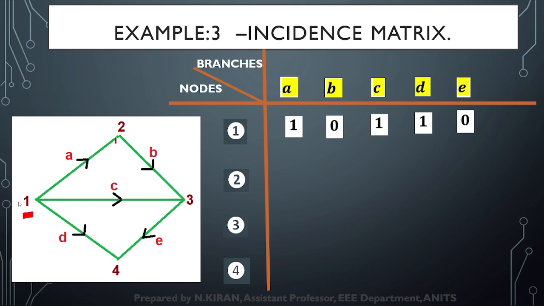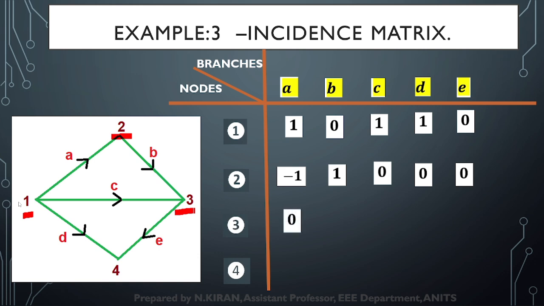So for the second node, A is towards the node, so minus 1, B is away from the node, plus 1, C nowhere related, D and E also are nowhere related to the second node, so all are zeros. When I consider the third node, A is nowhere related, so 0. B is towards the third node, minus 1. C is also towards the node, it is minus 1. And D is nowhere related to the third node, so 0. E is away from the third node, so it is plus 1.